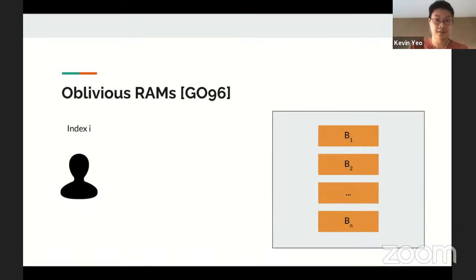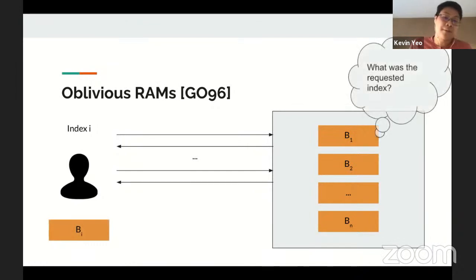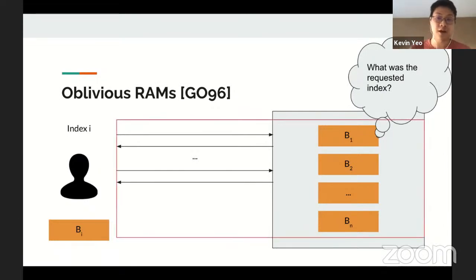What you want is the client wants to access the ith entry. It'll do some sequence of operations in some complex way to get the ith entry. But what should really happen is the server shouldn't know what the requested index was. So it should not have knowledge of what i was. And in particular, what the server sees is something encapsulated by this red box. So for example, it knows what's stored on the server. They may be encrypted, they may be permuted, and they also see whatever is being accessed by the client at any point in time.